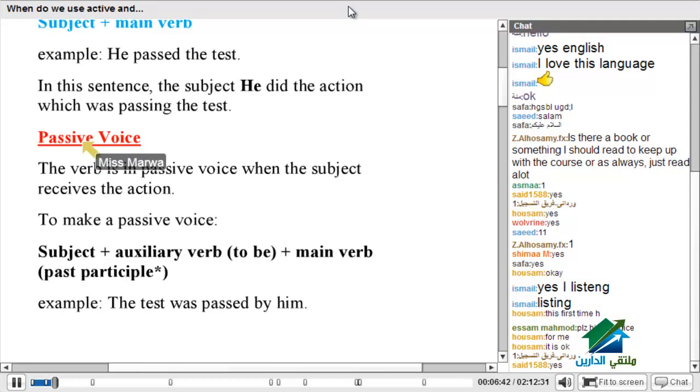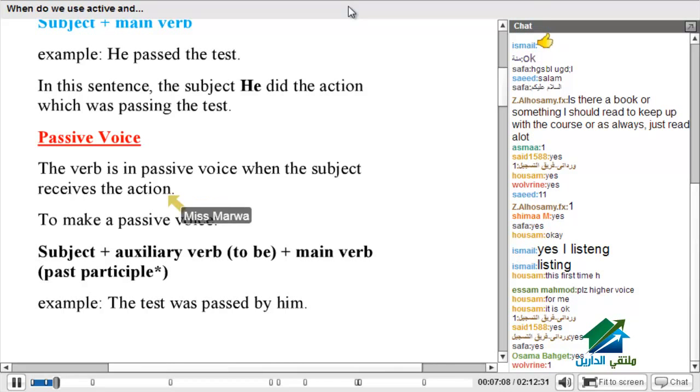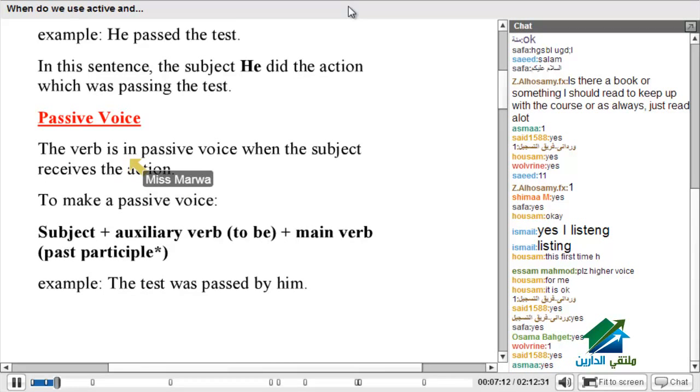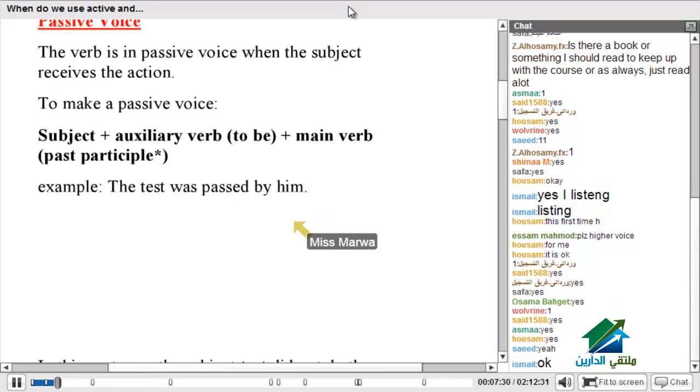طيب. Let's see what about passive voice. The verb is in passive voice when the subject receives the action. يبقى subject مش الدور للأكشن, لا هو receives the action. You understand what I mean? To make a passive voice, بنعمل ايه؟ Subject and verb to be. Main verb طبعا بيكون في الpast participle. Actually انا مش بحب ان انا نقعد نحفظ في structures كده لان دي stupid way. اكتر حاجة ممكن تخليني افهم حتى الrules دي الexamples.